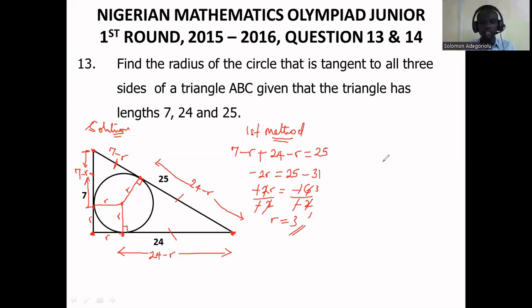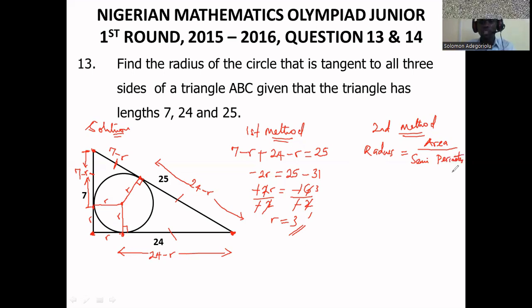Now, taking a look at the second approach or the second method. In the second method, radius is going to be area over semi-perimeter.